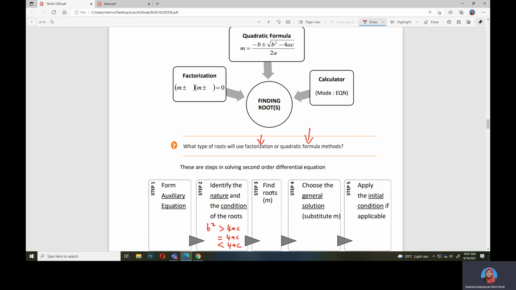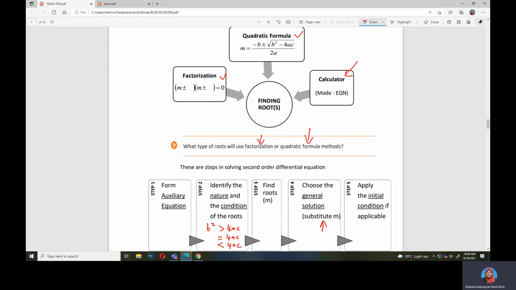Step 3, find roots. Either you use factorization or the quadratic formula, and you can also use a calculator. Please don't be careless. When you use the calculator method, make sure you put the values correctly. So this is step 3. Step 4, choose the general solution. For step 4, you just substitute the value of m only.